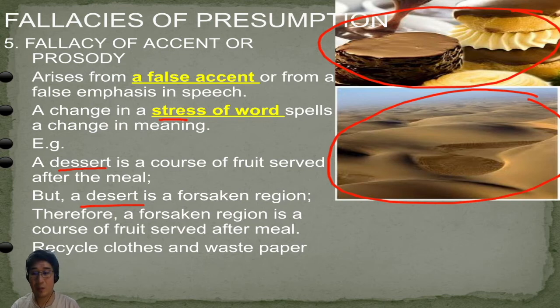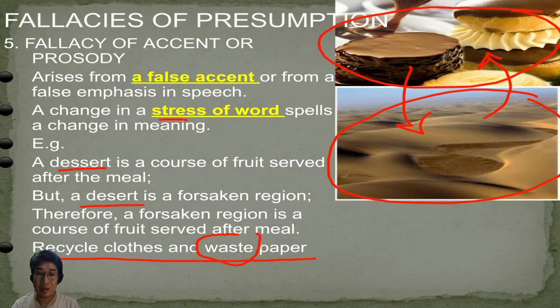Now, if I mispronounce it correct, ibig sabihin, pwede kong mapalitan yung dalawa. Pag napalitan ko yung dalawa, for the respondent might misinterpret the meaning behind my accent. Okay, so ibig sabihin, I might be committing a fallacy of prosody or accent. So next, recycle clothes and waste paper. Now in this particular statement, alin dito yung nag-i-impose ng prosody or accent? In this case, it's waste. Okay, waste and the word waste paper.